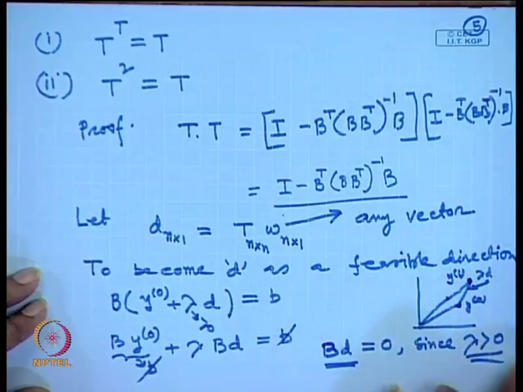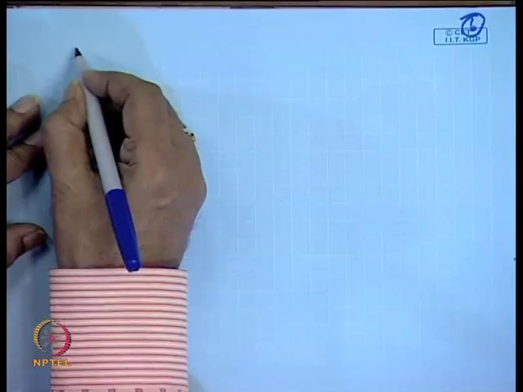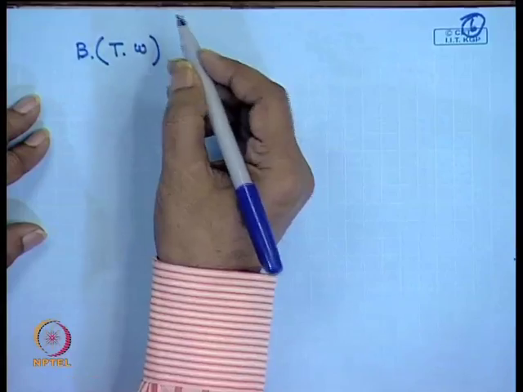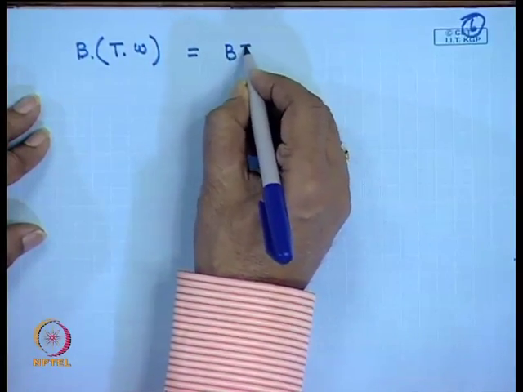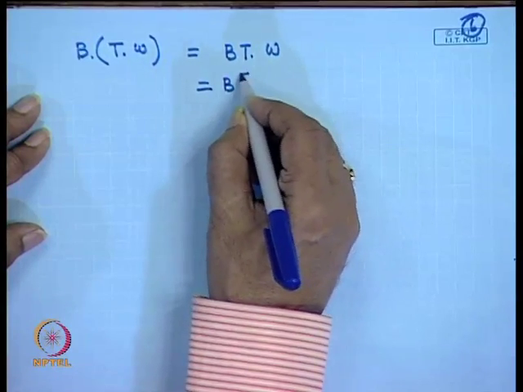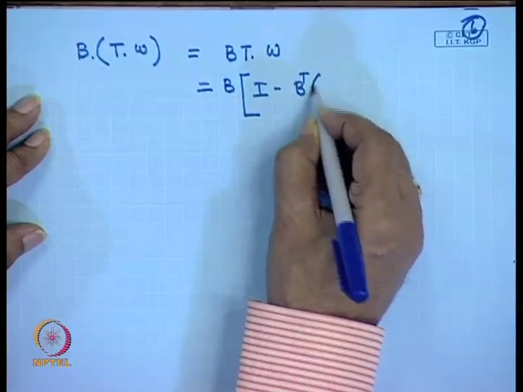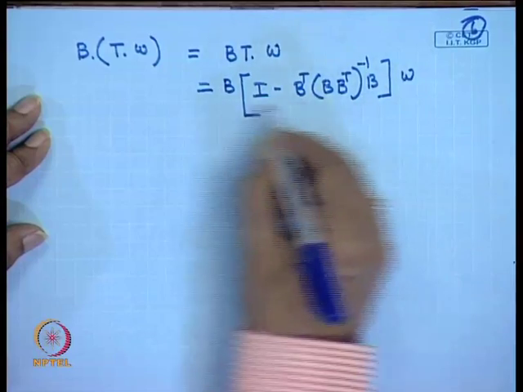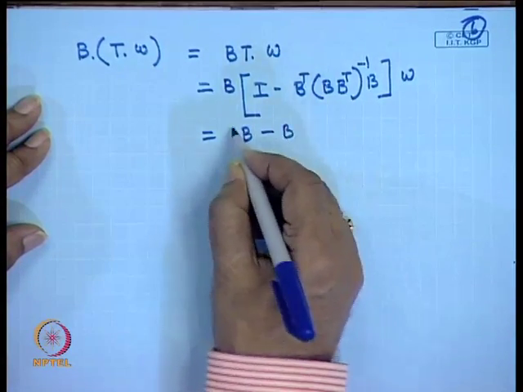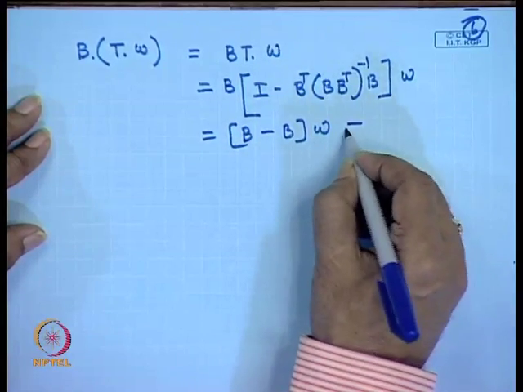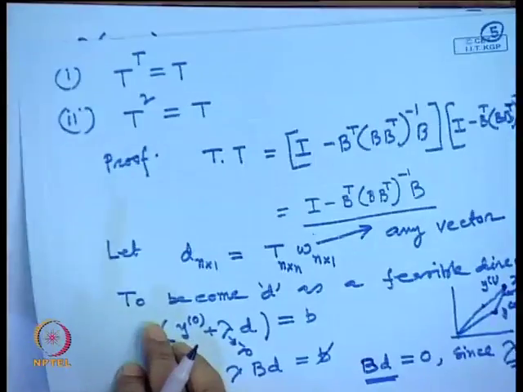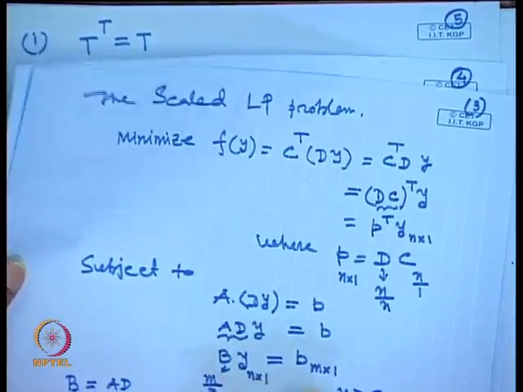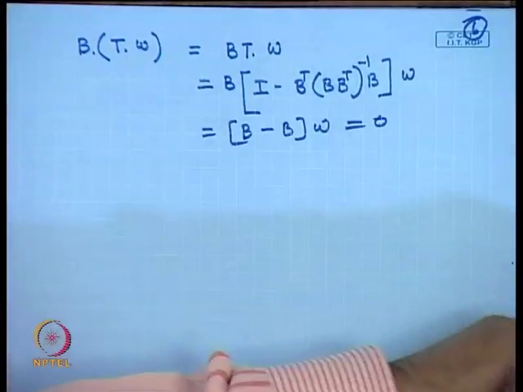So, our d choice is here. Once you have selected our projection matrix, w can be any vector, because now see why it is any. B into d, d is what we have selected, T into w, and w is any direction vector. So, let us call it B into T into w. And what is B? This. And what is T? I minus B transpose, B B transpose whole inverse, B, into w. So, if you expand that one, it will be B minus B multiplied by 0. For any value of the vector, this result is 0. Only the condition is there: our B matrix, formed from A and D, must be full rank, that is the only condition, then this inversion exists.